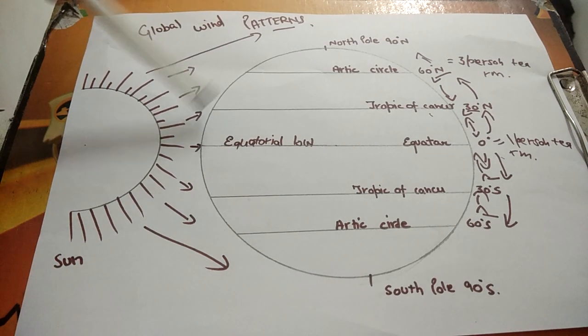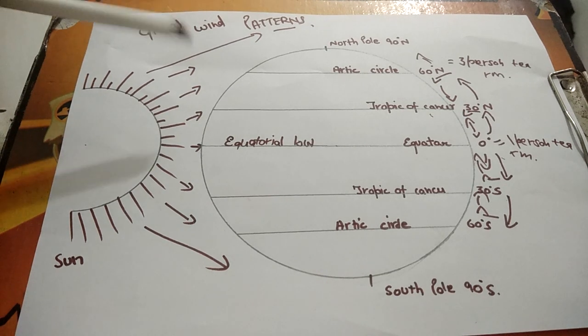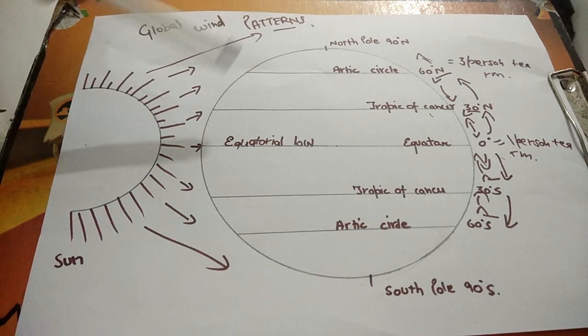The equator area is similar to the 1 person's tea raw material, and the other belt's area is similar to the 3 persons' tea raw material. Here, the energy, that is heat energy, is the same in both cases, which will lead the 1 person's tea to be prepared earlier than the 3 persons' one. Okay, I hope it's clear to you all.